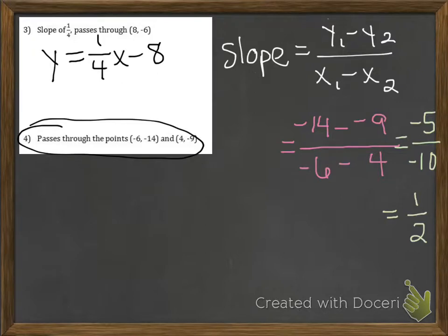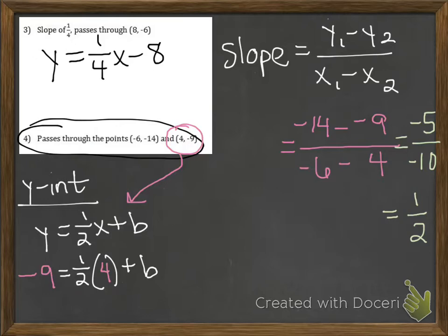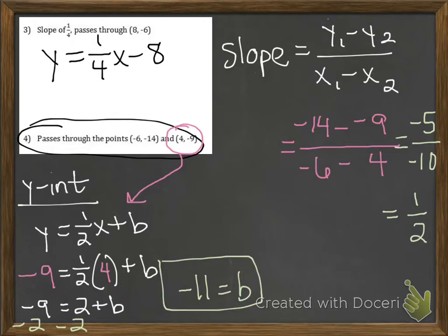Now that we have that, we can find our y-intercept. Just like we did for number 3, we'll plug it into the form y equals mx plus b. And then we'll choose one of the points that they gave us. It doesn't matter which one, since you used both those points to find the slope to begin with. I'm going to choose 4 and -9. And so I'll put -9 in the y spot, positive 4 in the x spot, and then use that information to solve for b. And so the result I get for that is -11.